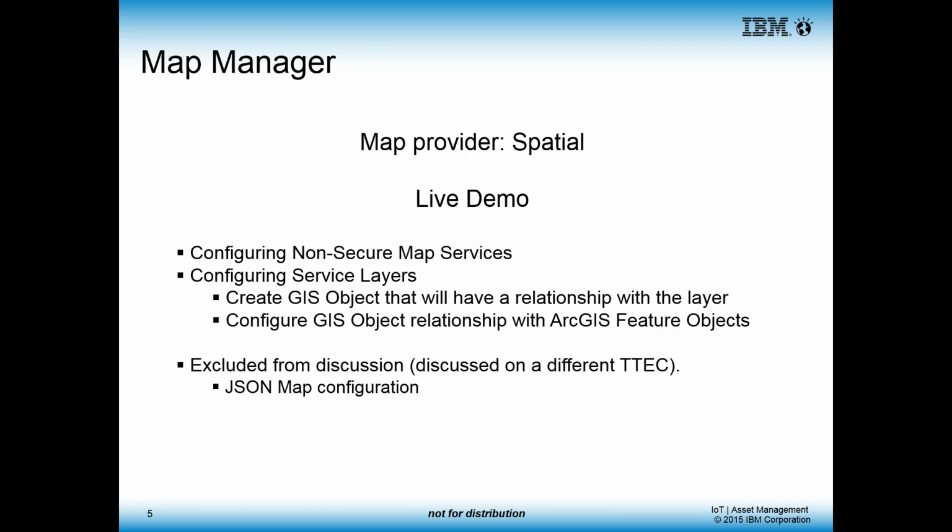All right, we're going to discuss mainly the map provider spatial, and I'll show you that in a few minutes. In this first part, we're going to configure non-secure map services and configure the service layers. That would include creating the GIS objects and creating the relationship with ArcGIS feature objects. One of the things we're not going to include in the discussion, but I will just mention a few words about, is the JSON map configuration.